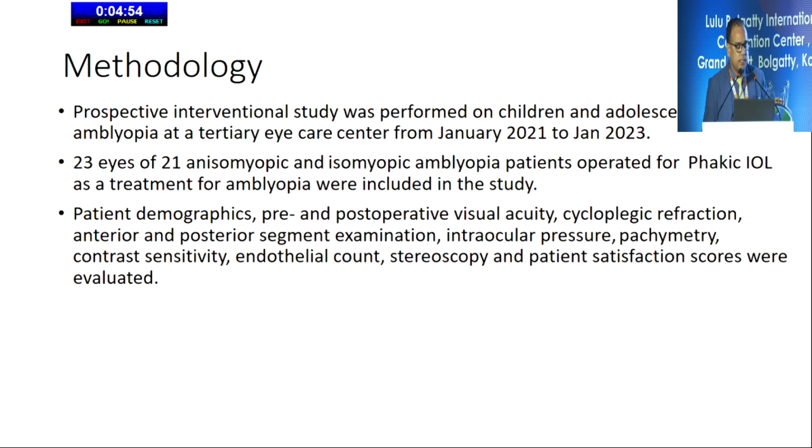This was our methodology: a prospective international study on children and adolescents with amblyopia at a tertiary eye care center from January 21 to January 23. 23 eyes of 21 anisomyopic and isomyopic amblyopia patients operated for phakic IOL as a treatment for amblyopia were included in this study. Patient demographics, pre and post-operative visual acuity, cycloplegic refraction, anterior and posterior segment examination, IOP, pachymetry, contrast sensitivity, endothelial count, stereoscopy, and patient satisfaction scores were evaluated.